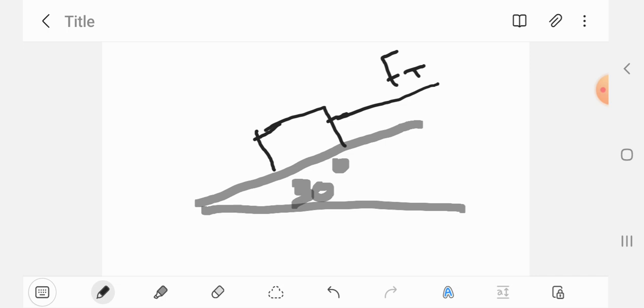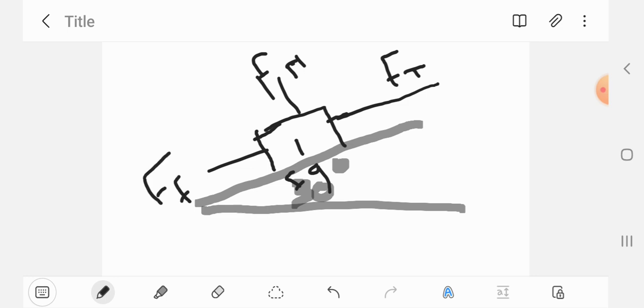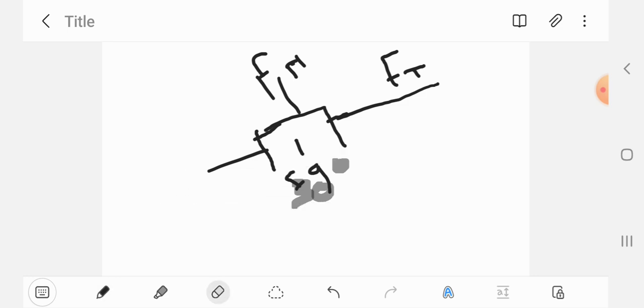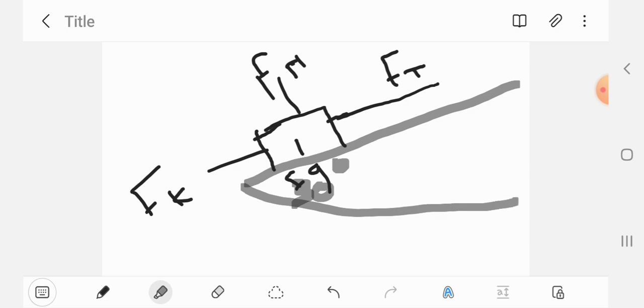So remember that. And then you will still have your gravitational force, and you still have your normal force up here, and here you have frictional force. So this is how you do it. But when it's moving, you can also write this as kinetic force, because it's moving. So you can also replace that with kinetic force.